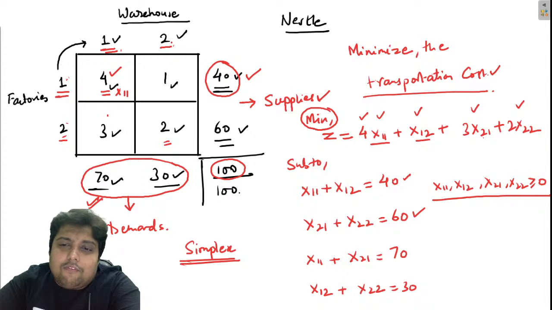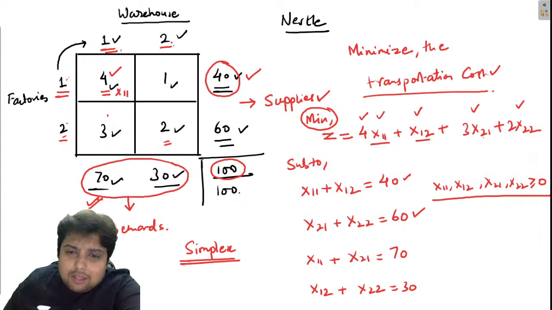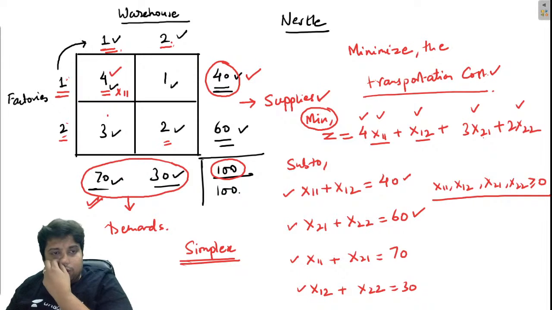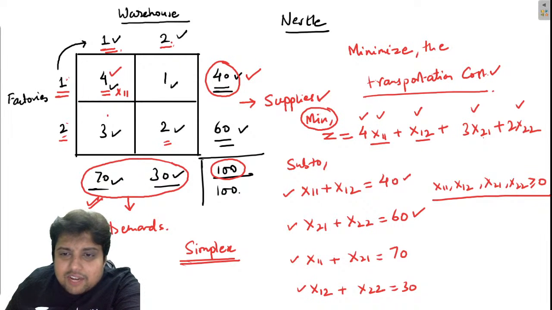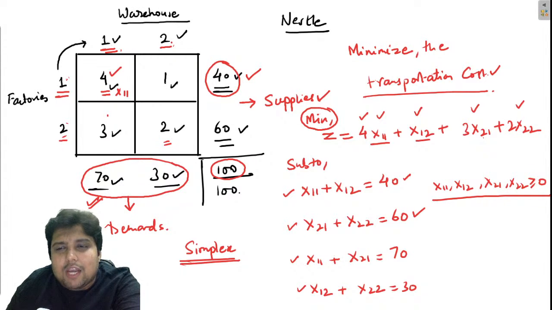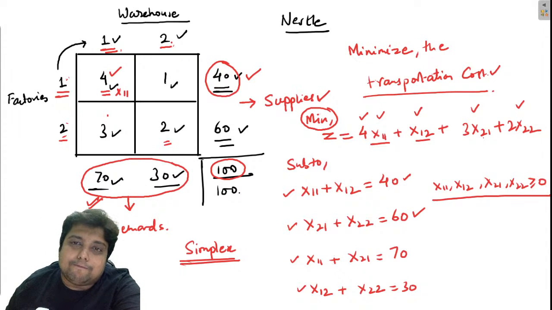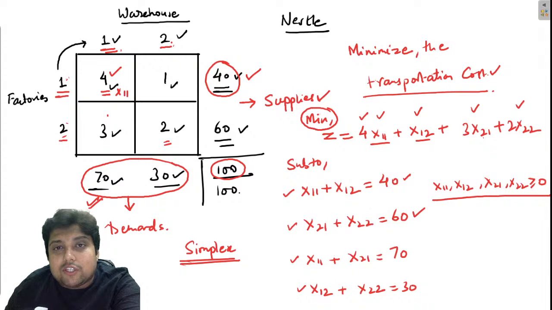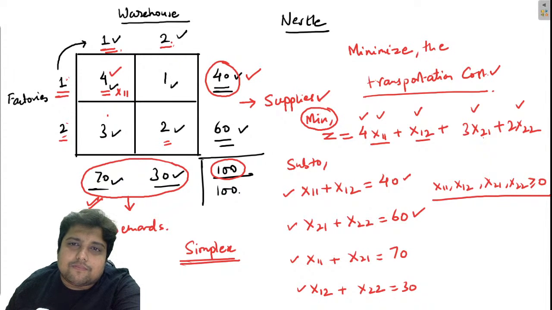Now if you will see this question, you will find that all the constraints that are here are in equation form. They are not inequality. They are equations, equal to, right? So if all the constraints are equations and I have 4 variables and there are 4 equations, then I can simply solve these 4 equations and find the values of these 4 variables.